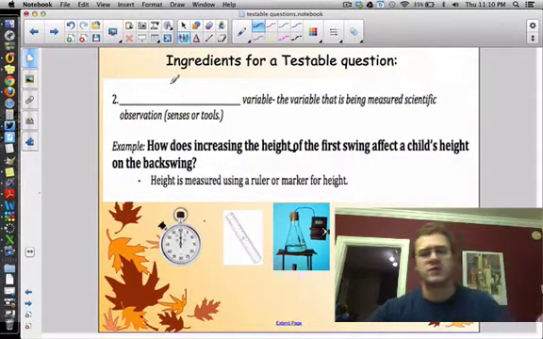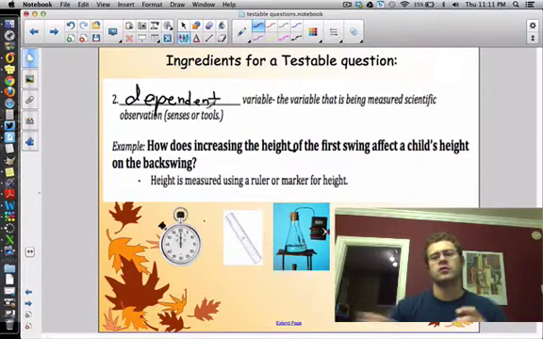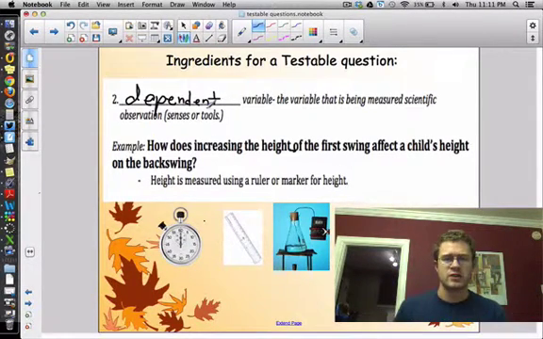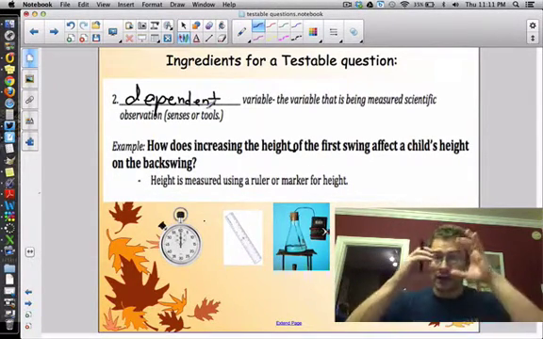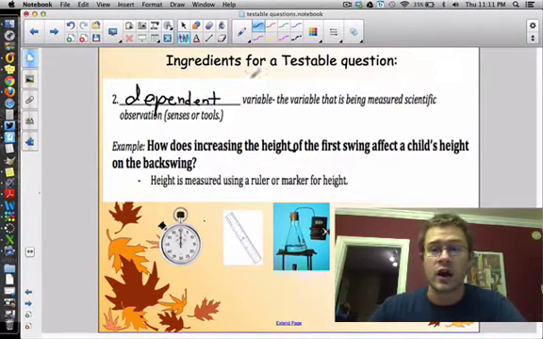The second ingredient that we need is the dependent variable. So we're going to write that down right now in our notes. The dependent variable. Okay, and that is the variable that we are measuring in response to that change. And so we need two things: the one that is being changed and the thing that we are measuring, what we're looking at, using either tools or our senses to do that.